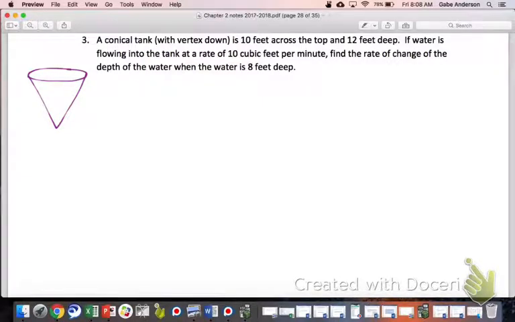Okay, let's label some stuff here. We are told that the tank itself is 10 feet across, so I'm going to label that. And then we are told that it's 12 feet deep. Well, that didn't go well.